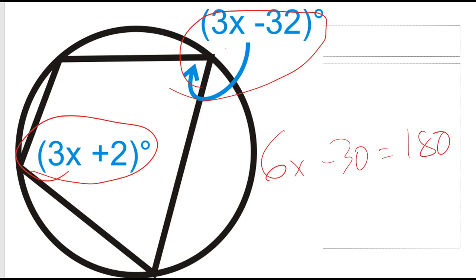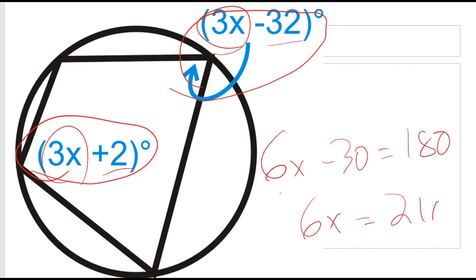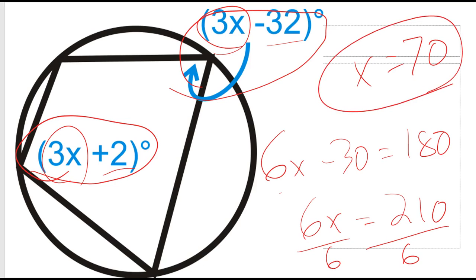So just to recap, I combine like terms, 3x plus 3x is 6x. Negative 32 plus 2 is negative 30. I'm going to add 30 to both sides and get 210. Divide by 6, and x equals 70. Oops, not 70. Whoa, that's not close. So 180 plus 30, divide that by 6. 35, sorry. I was off. 35 is your answer.